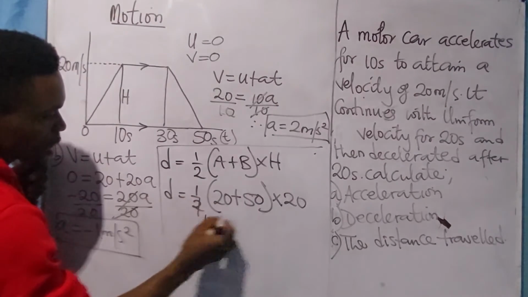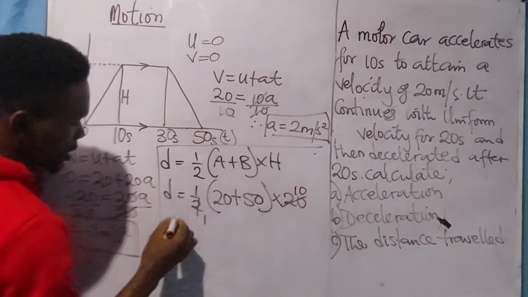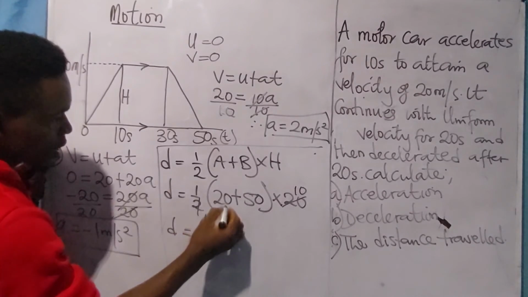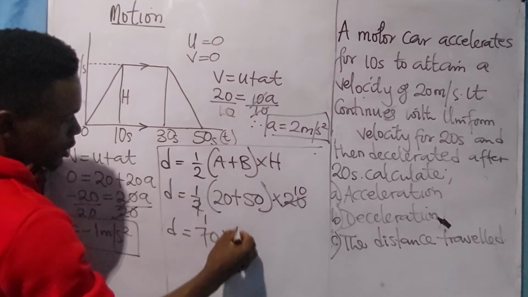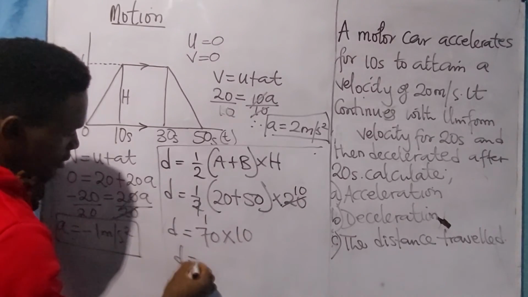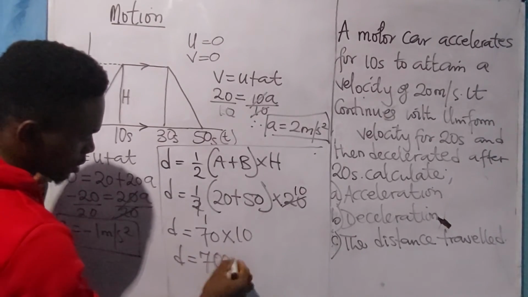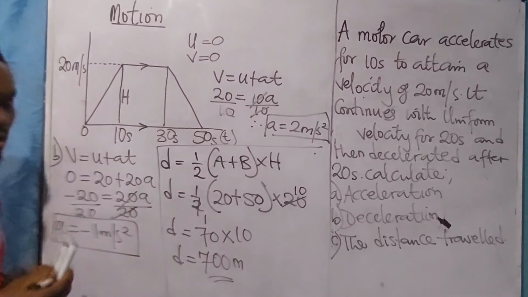Now 2 into 20 is 10. Therefore d is equal to 20 plus 50, which is 70, times 10. Therefore the distance is equal to 700 meters. All right, so please take note of that.